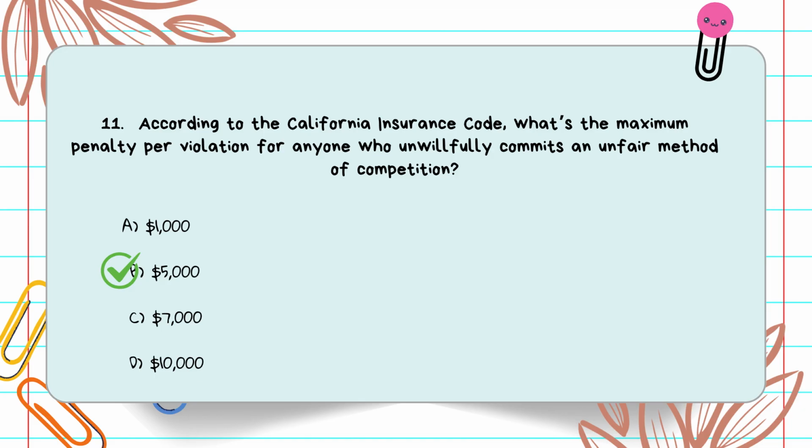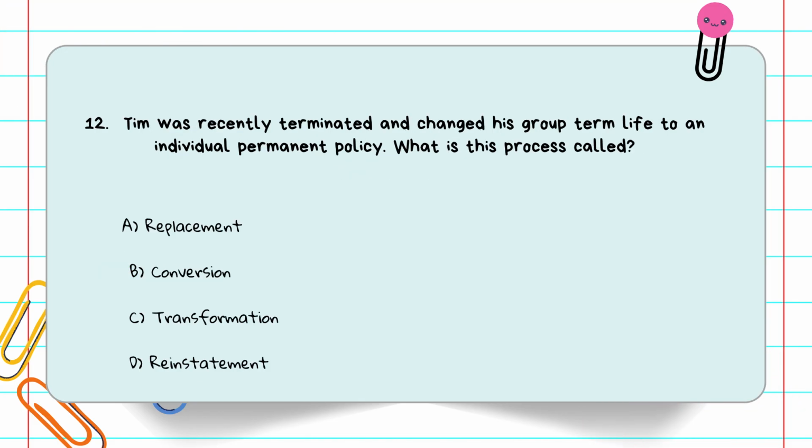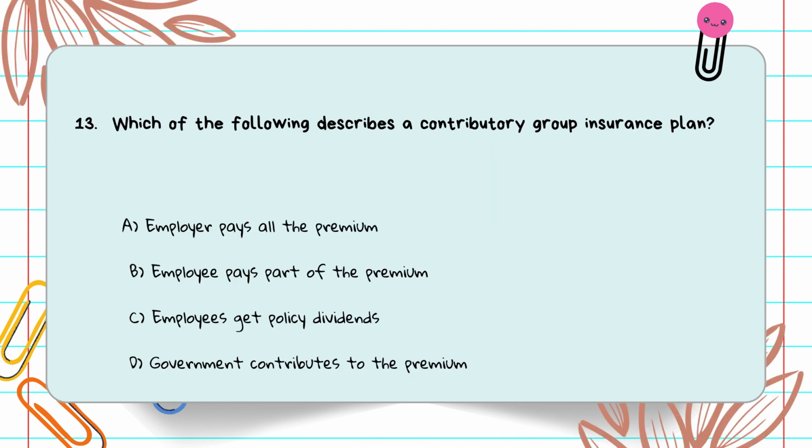Question number 12. Tim was recently terminated and changed his group term life to an individual permanent policy. What is this process called? A, replacement. B, conversion. C, transformation. D, reinstatement. Tim changed his group life insurance into an individual policy. That process is called a conversion. The answer is B, conversion.